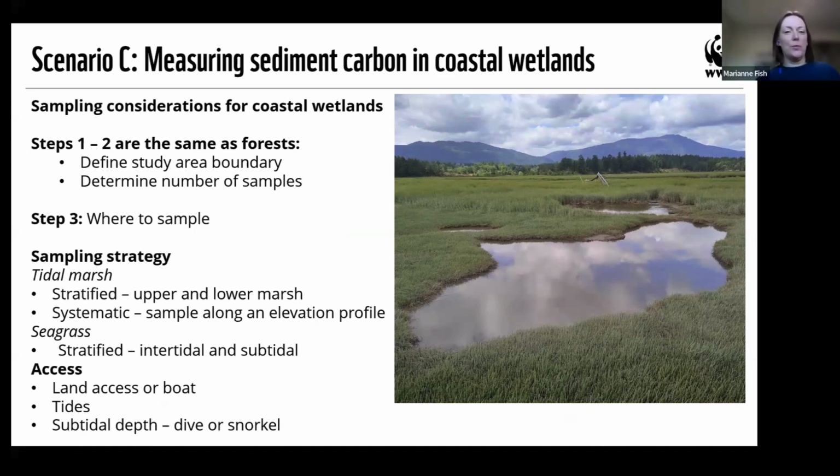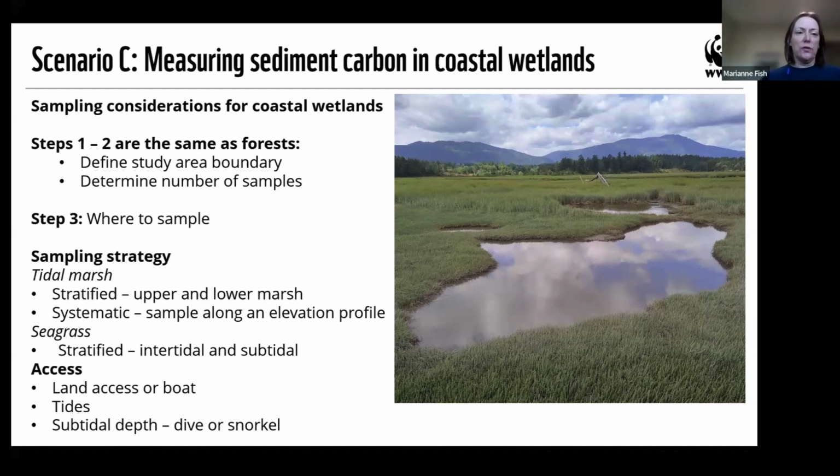I'm just going to pop in here for a few slides to talk about some of the considerations that are specific to coastal wetlands. As Claire and Caleb said, there's a lot of overlap in terms of methods among different ecosystems. So really steps 1 to 2 are the same in terms of defining the study area boundary, determining the number of samples. It's going to come down to budget and your project goals.